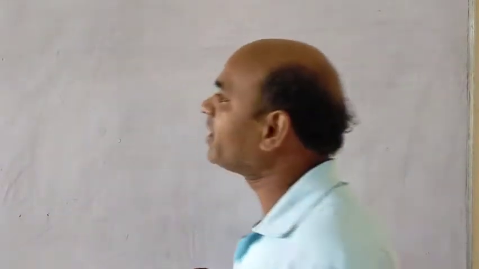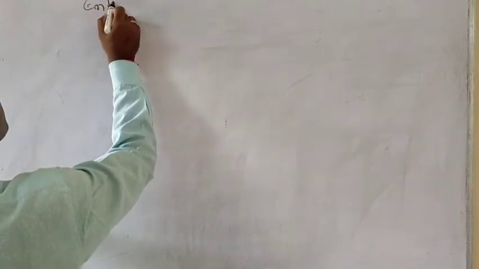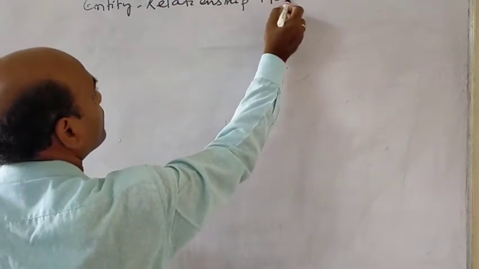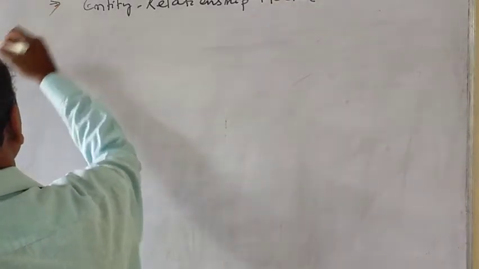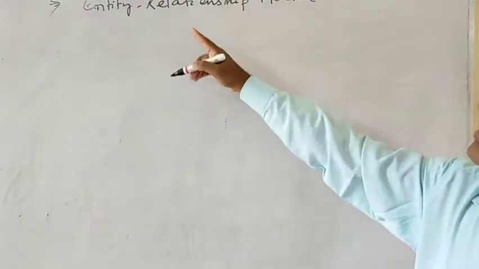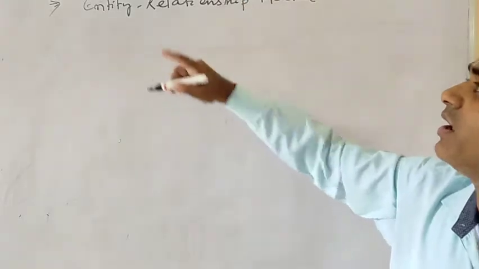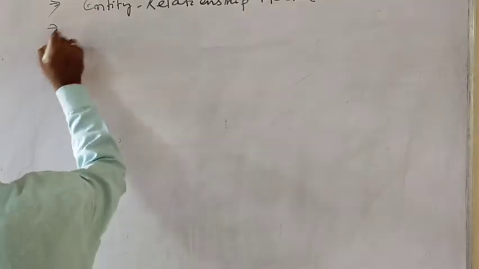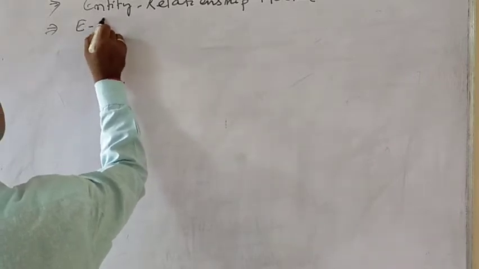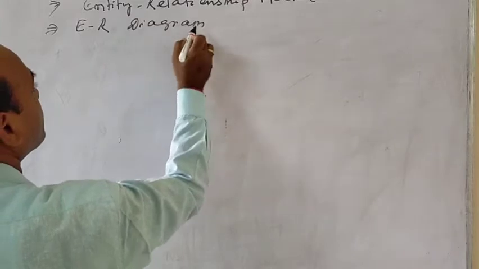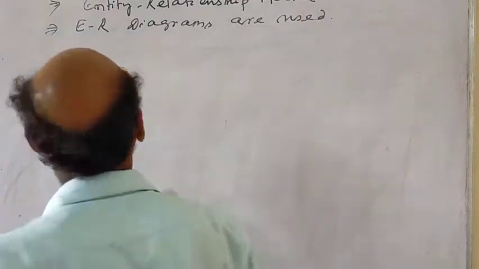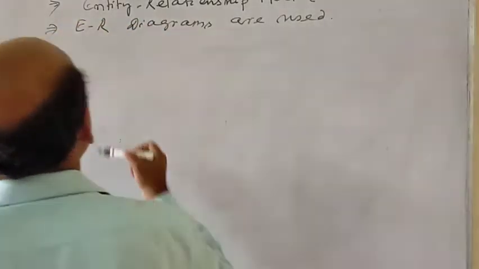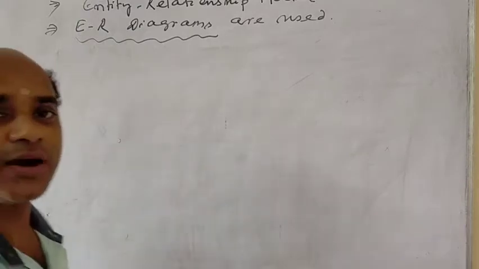This is the entity relationship model. Here entities are related. This model indicates that entity and entity are related. To show this relationship, we use the ER diagram. In this ER model, the ER diagram is basically used. The ER diagram is most important. Next, what is the ER diagram? Now we will discuss the ER diagram.